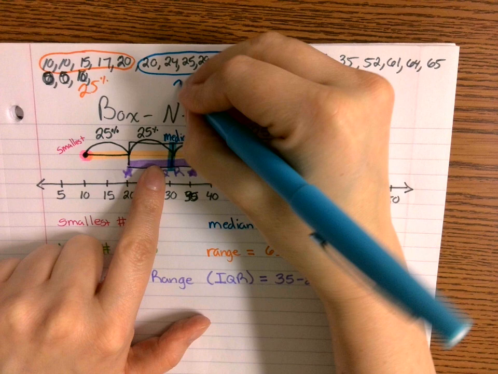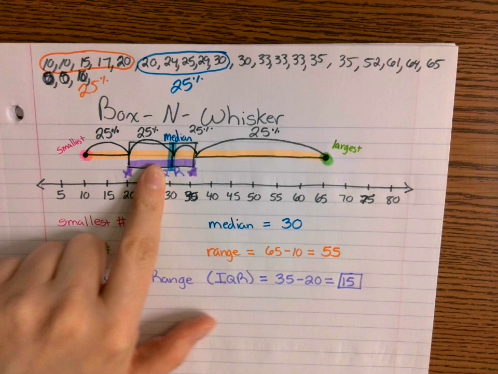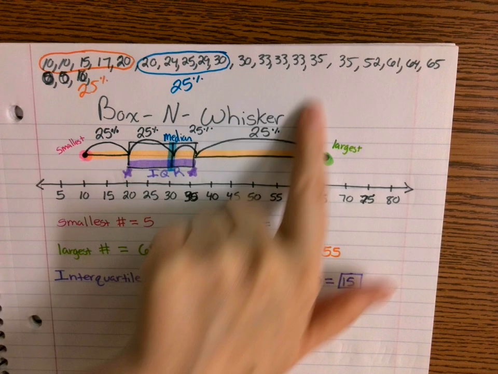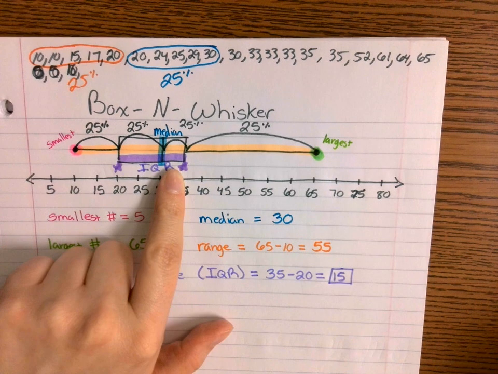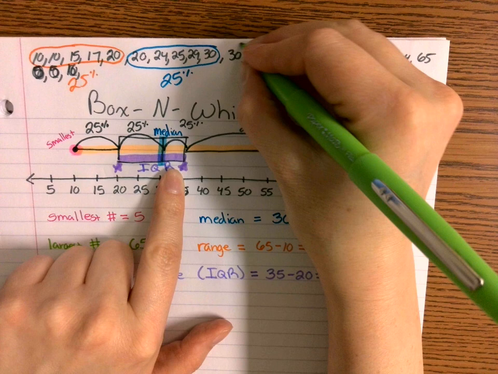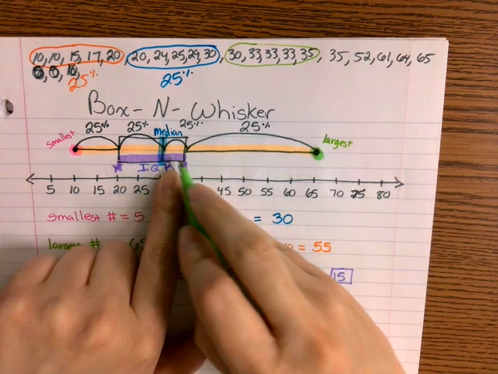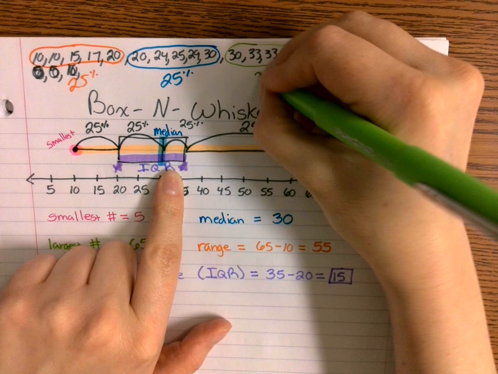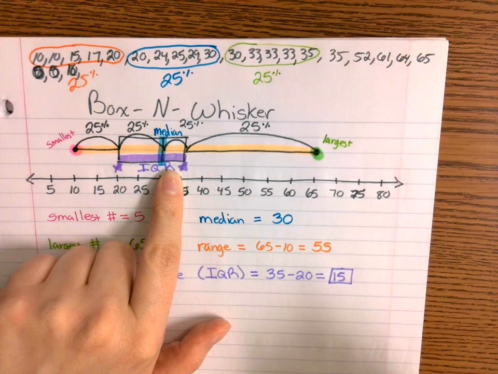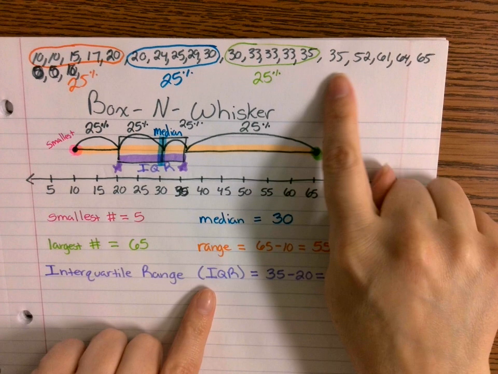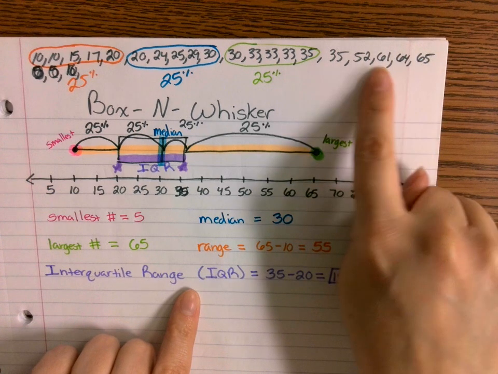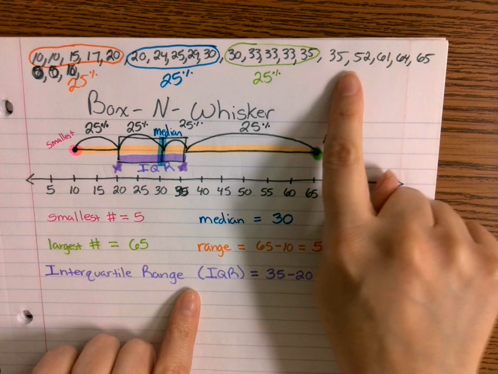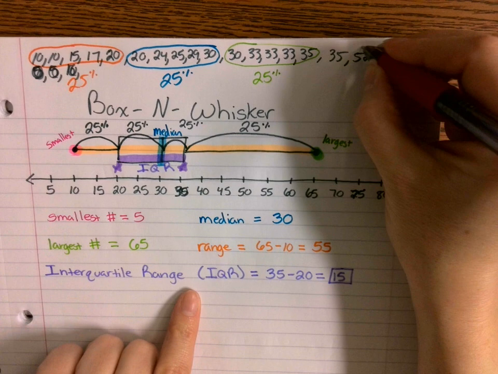Then the next set of numbers from 30 to 35, I'll have a whole bunch of repeats here because that section is so much smaller. And then the last section, look how spread out this data is, 35 all the way up to 65. I have a lot more differentiation between these numbers. But that also is considered 25% of my data set.